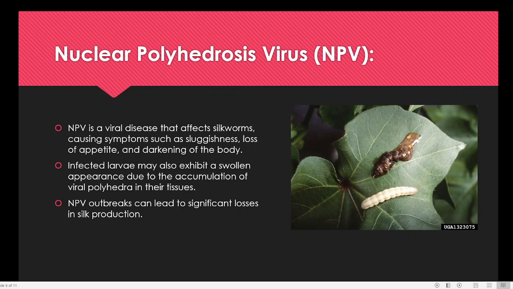Now the infected larva may also exhibit a swollen appearance due to the accumulation of viral polyhedra in their tissue. So certain areas of the larvae will show swelling, and that will be due to the presence of a lot of virus, the nuclear polyhedrosis virus, within that area.